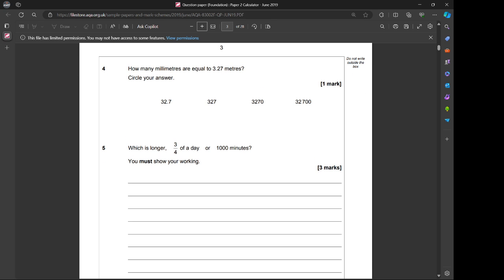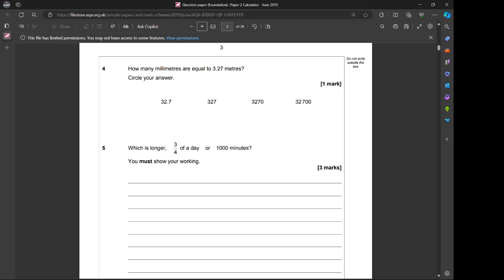Question number 4. How many millimeters are there in 3.27 meters? And then once you finish that, try question 5. Which is bigger, 3/4 of a day or 1,000 minutes? Hello, Rose. Welcome. You must show your workings. I'll give you about a minute or so to try both questions, and then we'll share the answers.